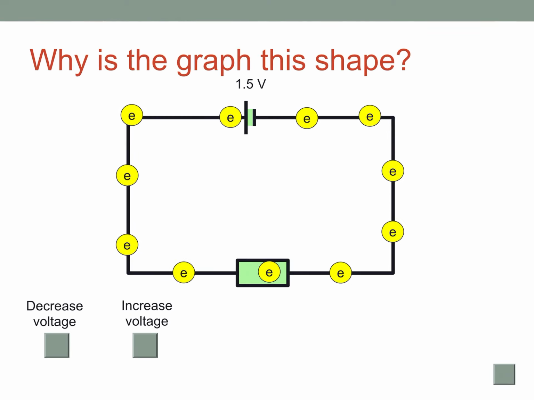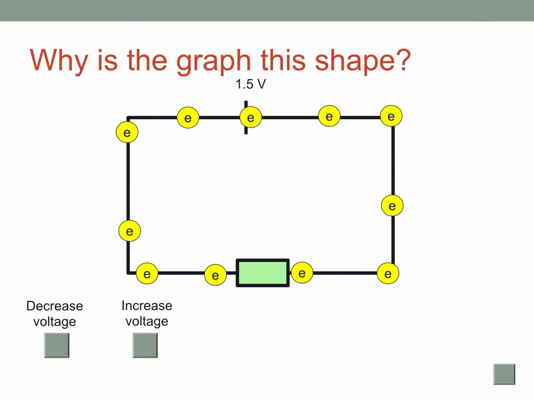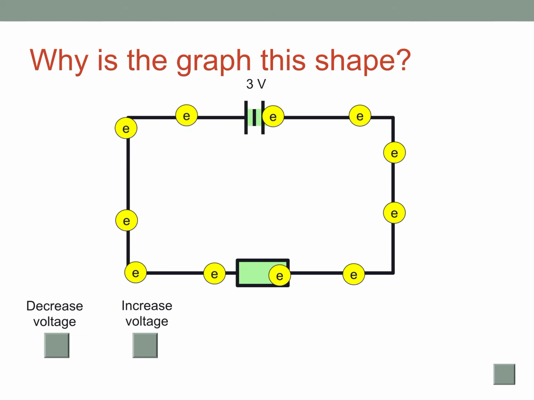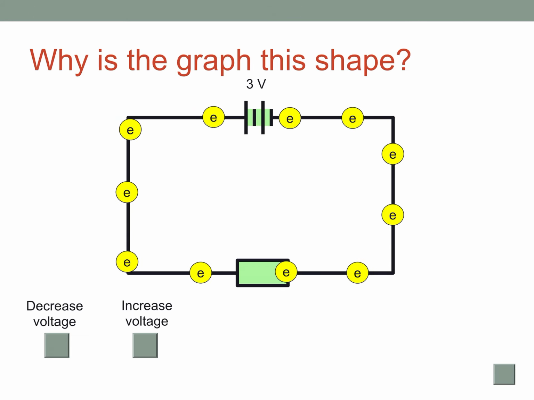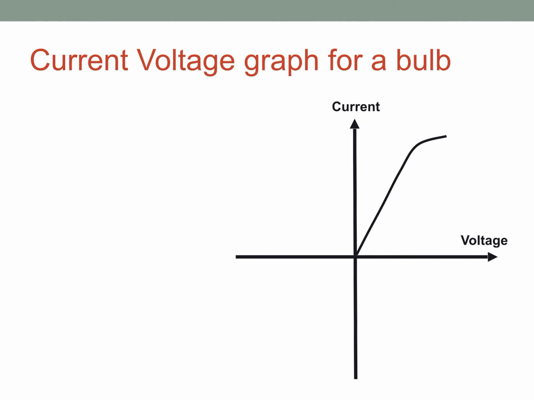So this is why it happens. You've got a circuit with a 1.5 volt cell and a resistor. You can see the electrons flowing around. If I increase the potential difference by adding another cell, you can see the electrons are given more energy and they travel faster. 4.5 volts, faster still, and there you go. The more potential difference I give them, the faster they travel.